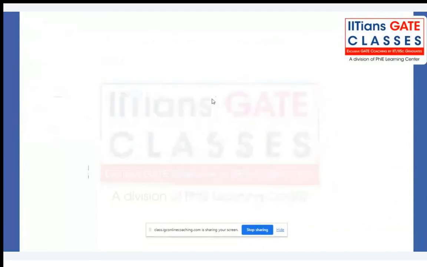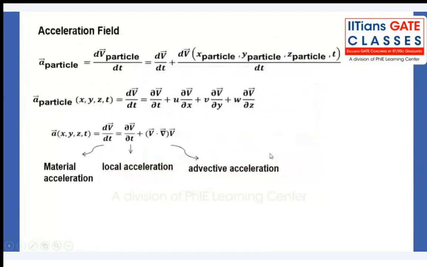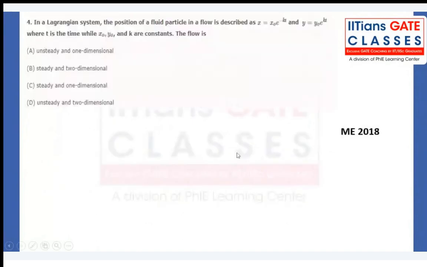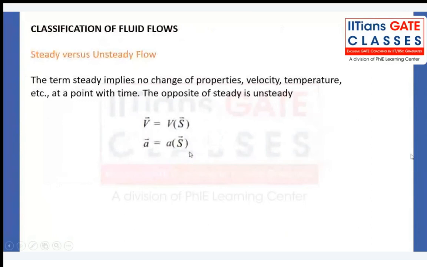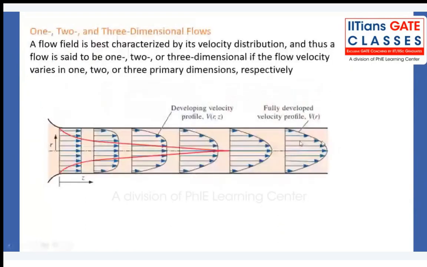So, yeah, in this one, basically, we have to start. We already started fluid kinematics. We have to see the other types of flow. Yesterday, we were discussing steady and unsteady flow. Now we'll move on to the next one, that is 1D, 2D, and 3D flows. Make a note of it.